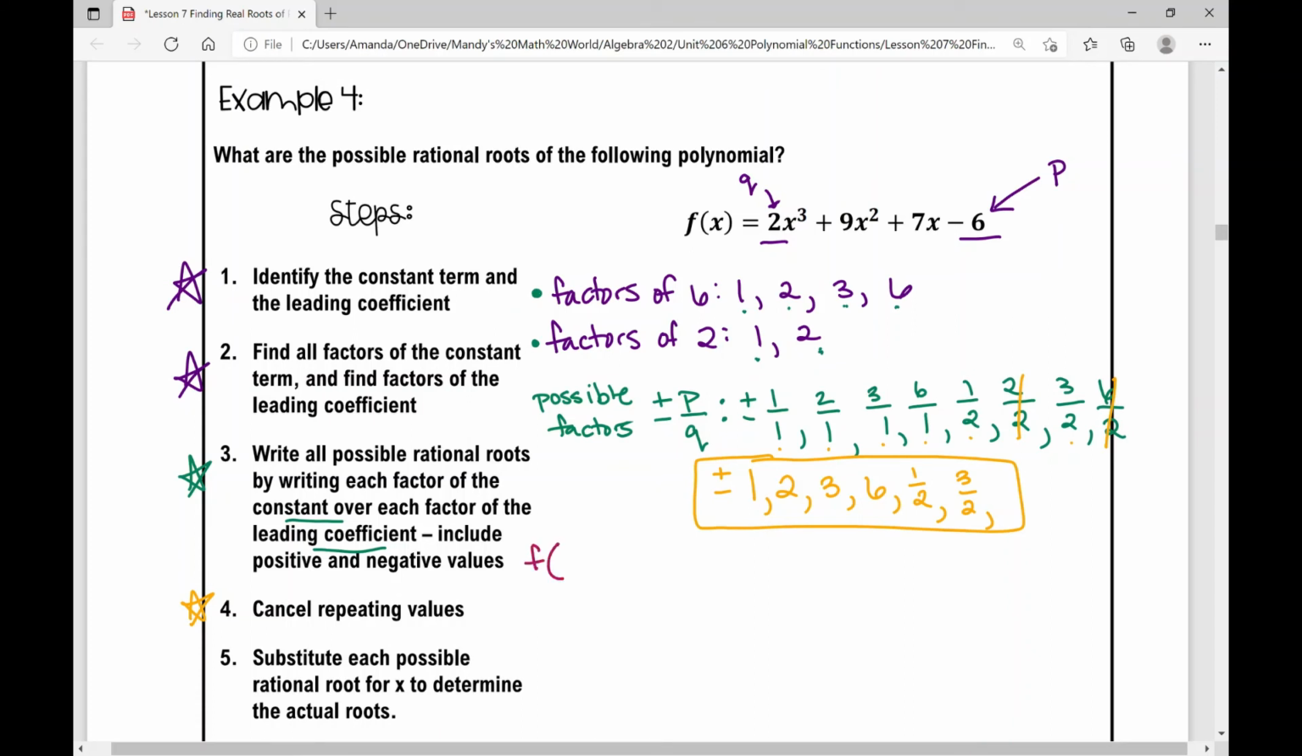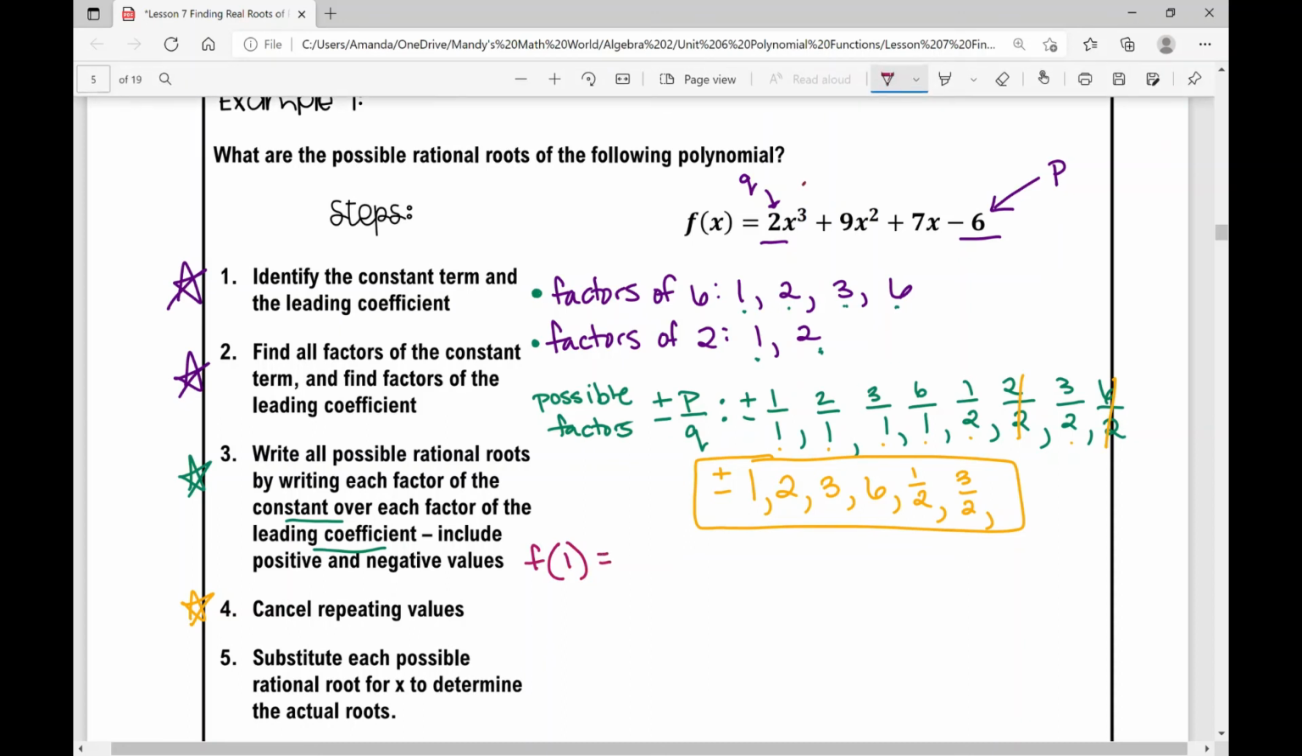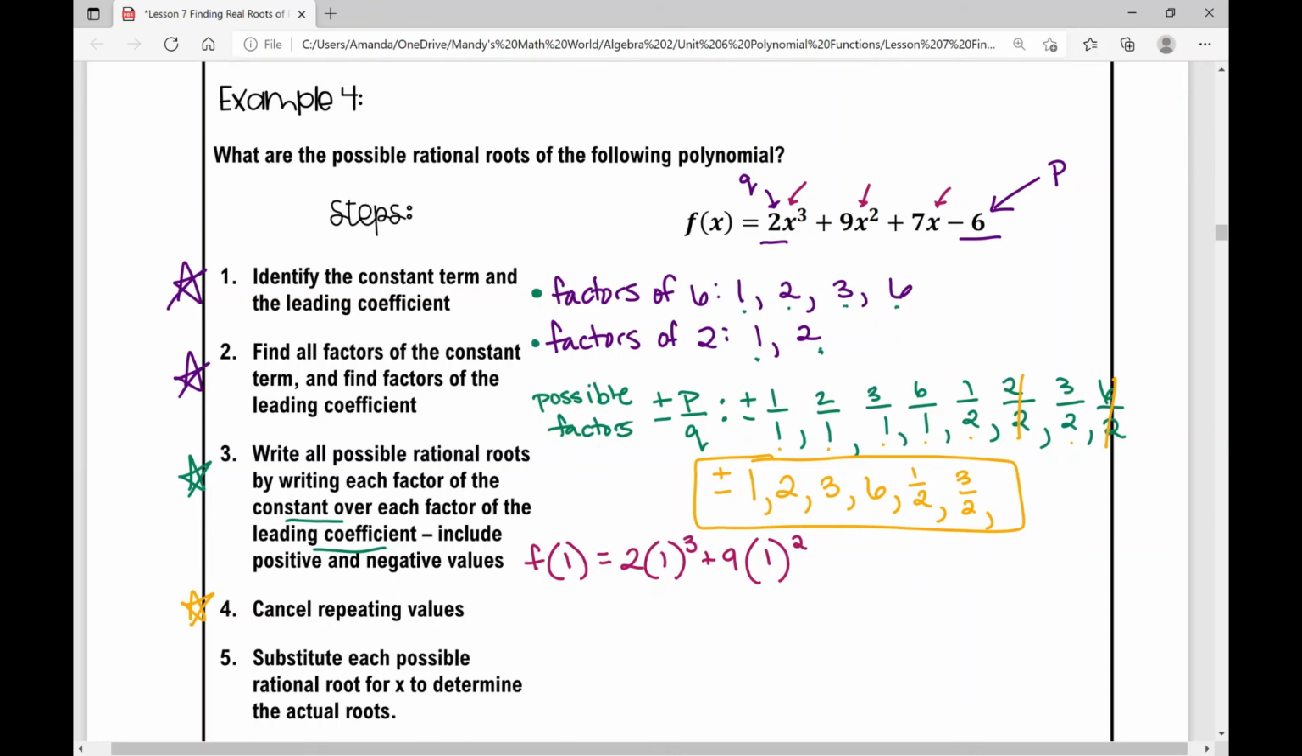Let's find f of positive 1. When I plug positive 1 in for x, right there, and right there, I get 2 times 1 cubed plus 9 times 1 squared, right? I'm just evaluating for f of 1, plus 7 times 1, minus 6. And if you want to pause the video and figure that out right now, go ahead and do that. I've already done it. F of 1 is 12.